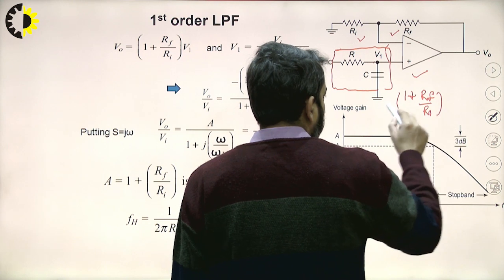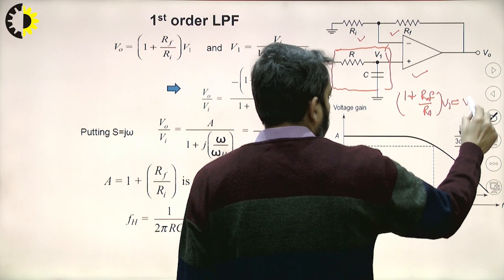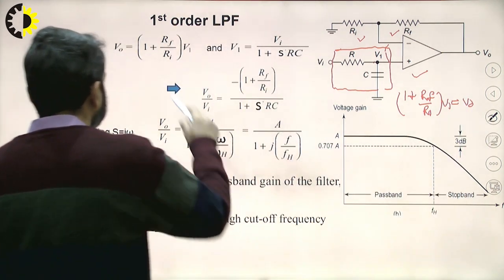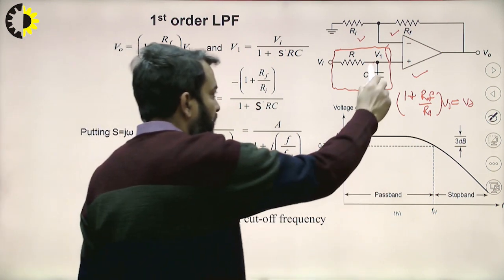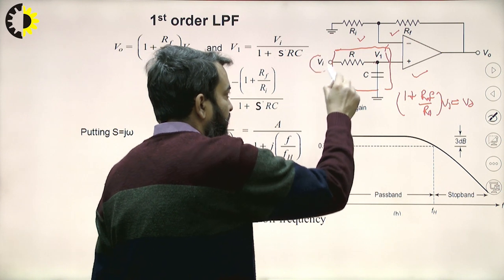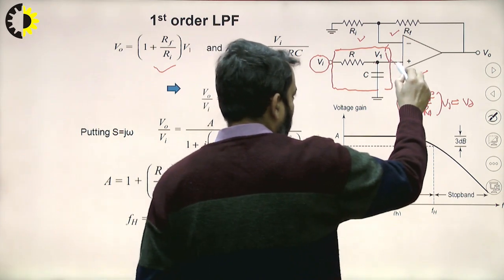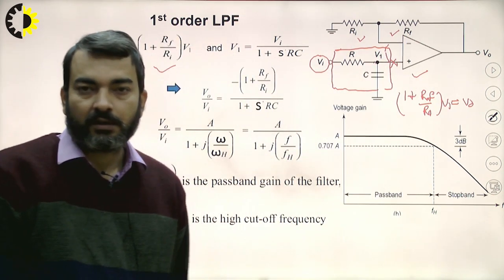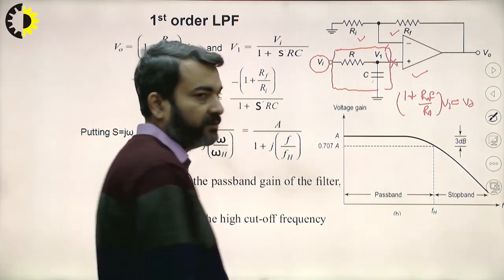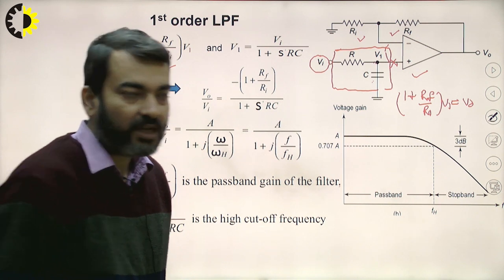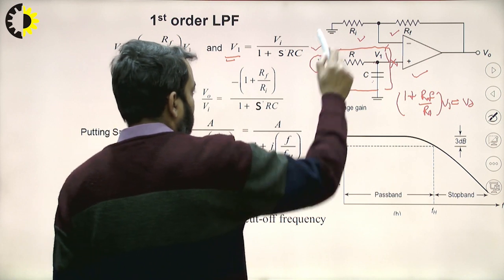So we will say this multiplied by V1 is equal to V0. Now what is V1? So actual input is Vi. We can apply voltage divider, reason no current will source or sink through the input terminal of op-amp. So voltage across this capacitor is the voltage V1. So applying voltage divider, we will get V1 is equal to this much.